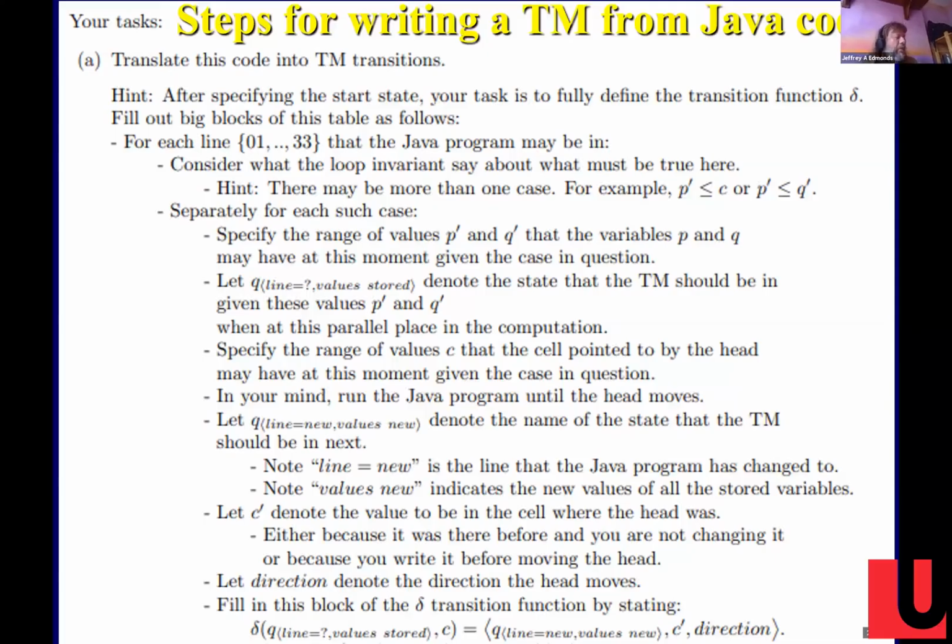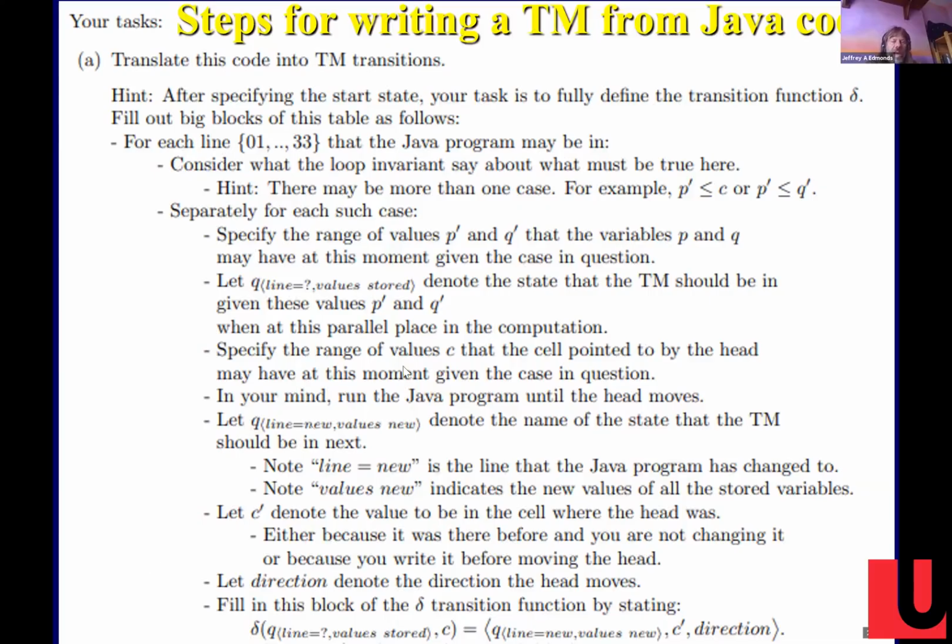Run the Java code until what happens? Until the head moves. Because when the head moves, then you have to do a delta transition. So run it until the head moves. And here I said, oh look, it's scary, I have 33 lines of Java code. Well, you're not going to have to do all these lines, because when you start at maybe line 1, it's going to run for a while until you move the head. So some of them you get all in one go.